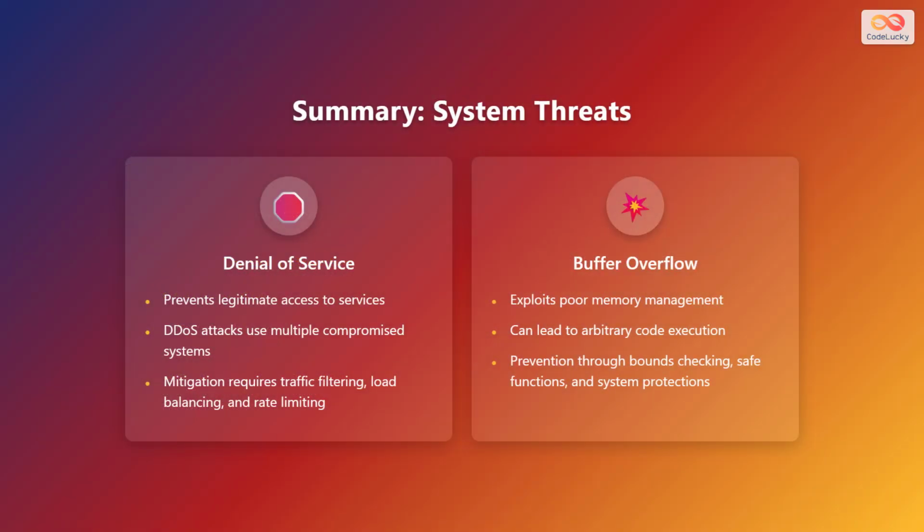In summary, let's recap the key points about system threats. Denial of service attacks prevent legitimate access to services. Distributed denial of service attacks use multiple compromised systems to amplify the attack. Mitigation requires traffic filtering, load balancing, and rate limiting. Buffer overflow exploits poor memory management and can lead to arbitrary code execution. Prevention through bounds checking, safe functions, and system protections is vital.